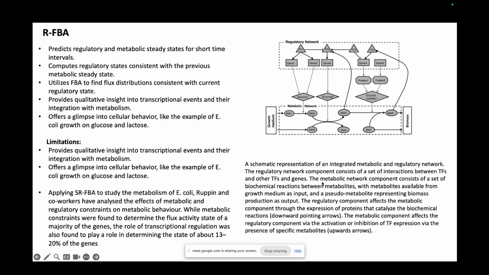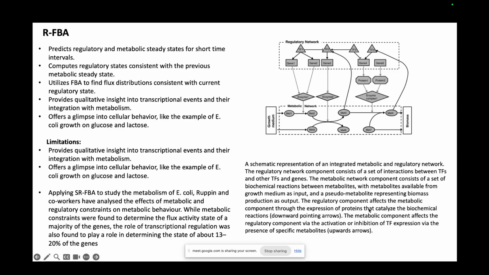So the regulatory network component consists of a set of interactions between transcription factors and other transcription factors and genes, as shown here. And the metabolic network component consists of a set of biochemical reactions between metabolites available from growth medium as input, and a pseudo metabolite representing biomass production as output. So how they are represented here is basically your input is your growth medium, which is the glucose or lactose, and your output is the biomass production. But technically, in a system, you won't see the output as biomass production. But this is taken as a proxy to the total metabolism that is going on inside the cell, right? The system, I should say.